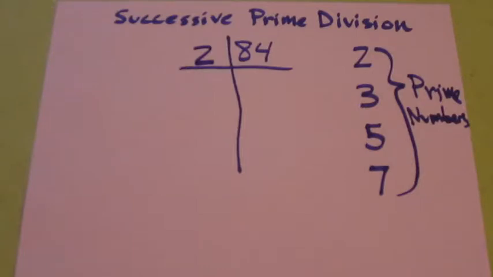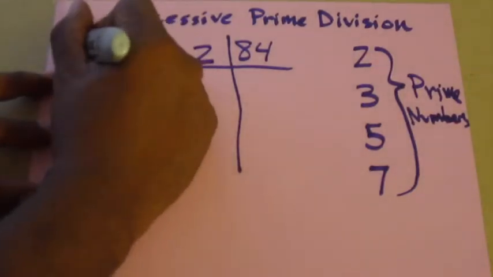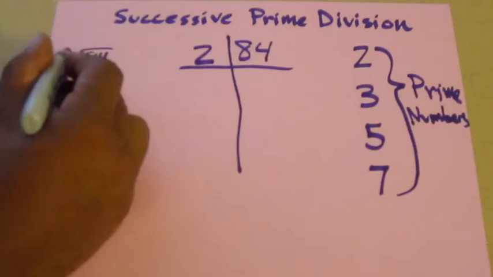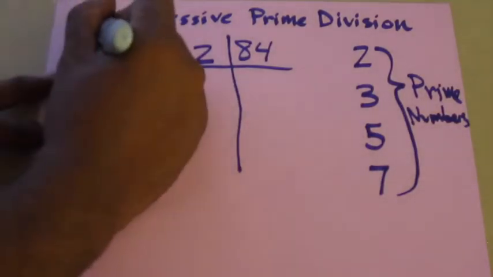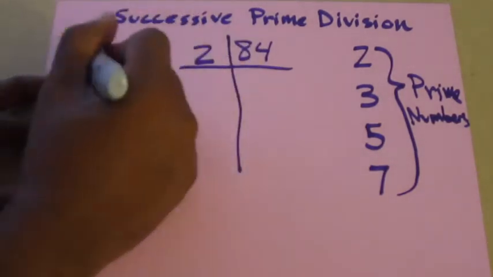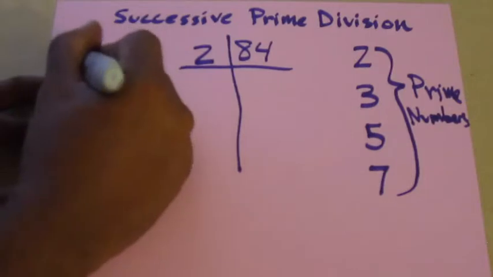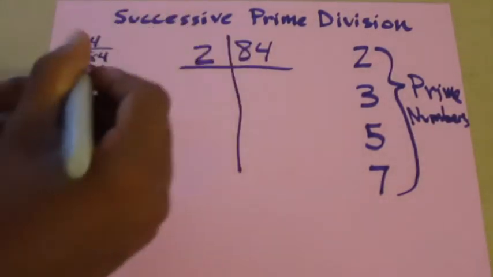Now, 84 divided by 2 might be a problem you can do in your head, but it might be a problem you need to do some extra side work for. In this case, I'm going to go ahead and show the side work. 84 divided by 2. 2 goes into 8 4 times. 4 times 2 is 8. 8 minus 8, 0. Bring down a 4.